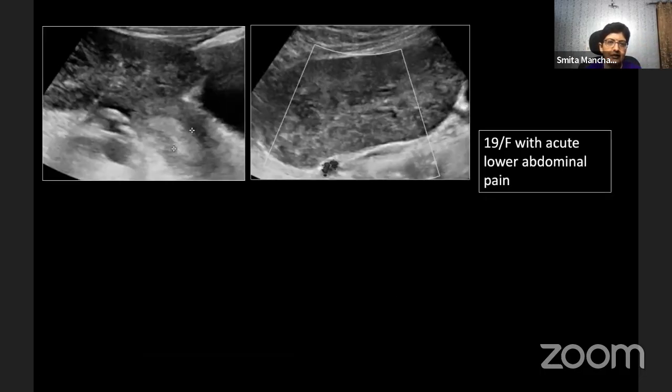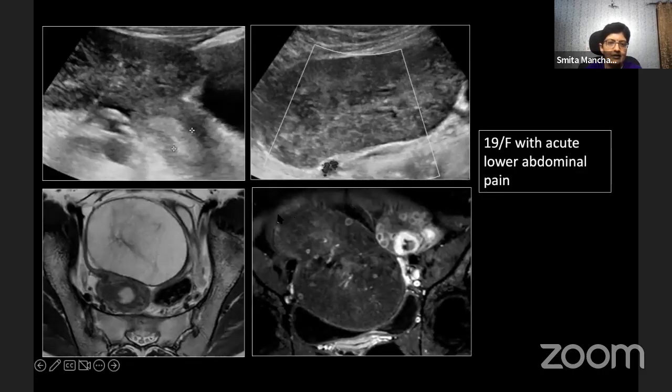Now, 19-year-old lady with acute lower abdominal pain. Okay, so this is the endometrium and this is the adnexa. And this is the MR appearance. So this is the T2 weighted image and this is the post-contrast T1 weighted image. This is one ovary. This is the other lesion that we were seeing. So anybody would like to take a guess?